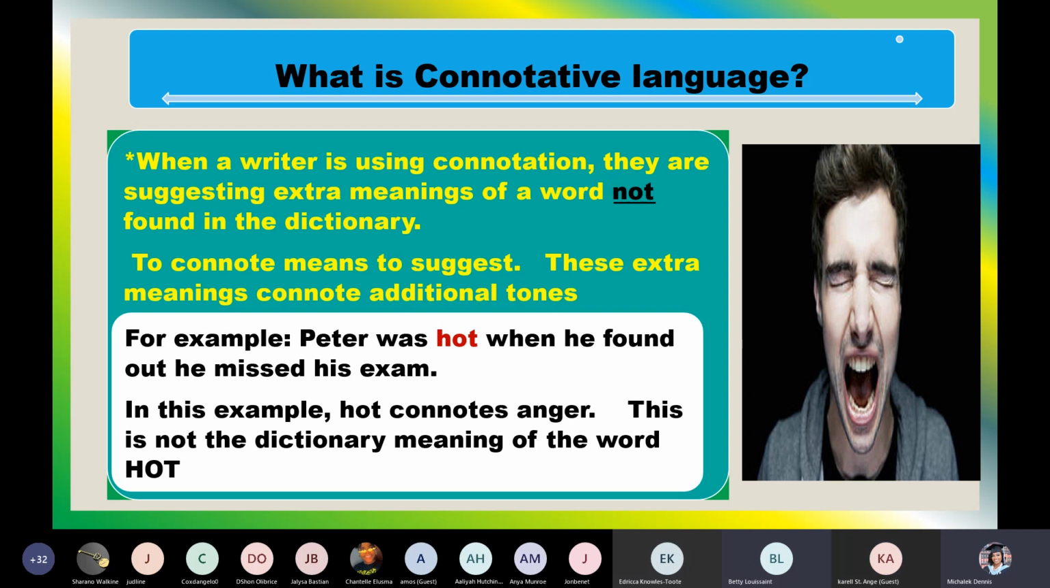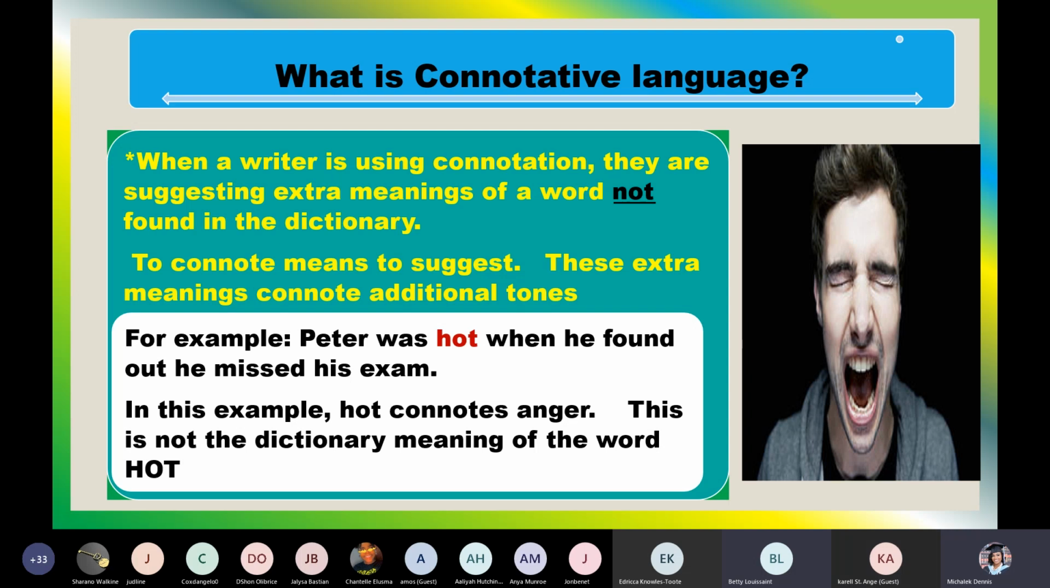Okay. To connotate meaning means to suggest. These extra meanings connotate additional tones, which, like some of you said, emotions not normally associated with the word. Okay, so let's use an example. Let's think about hot. Can someone give me an example of how hot can be used in connotative language? Or how can you connotate the meaning of hot?